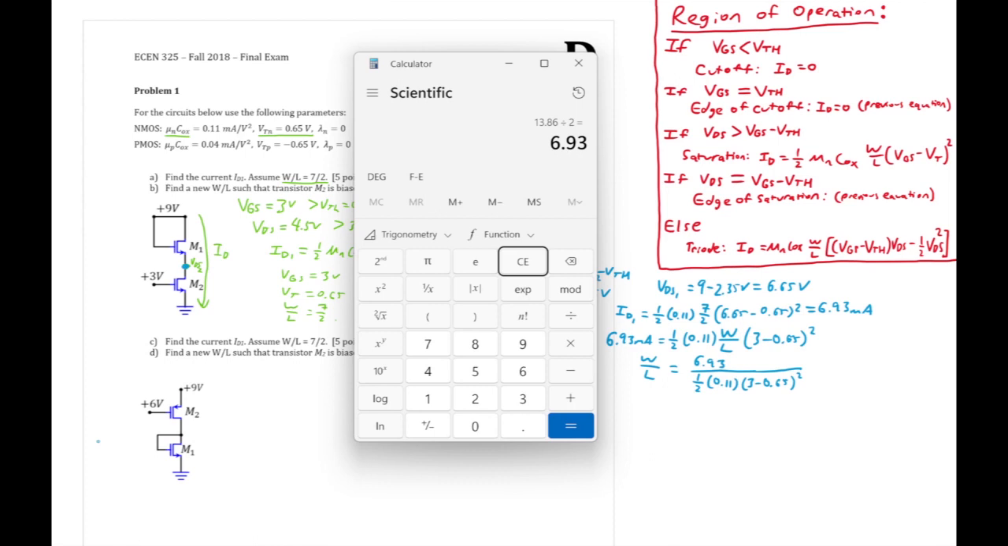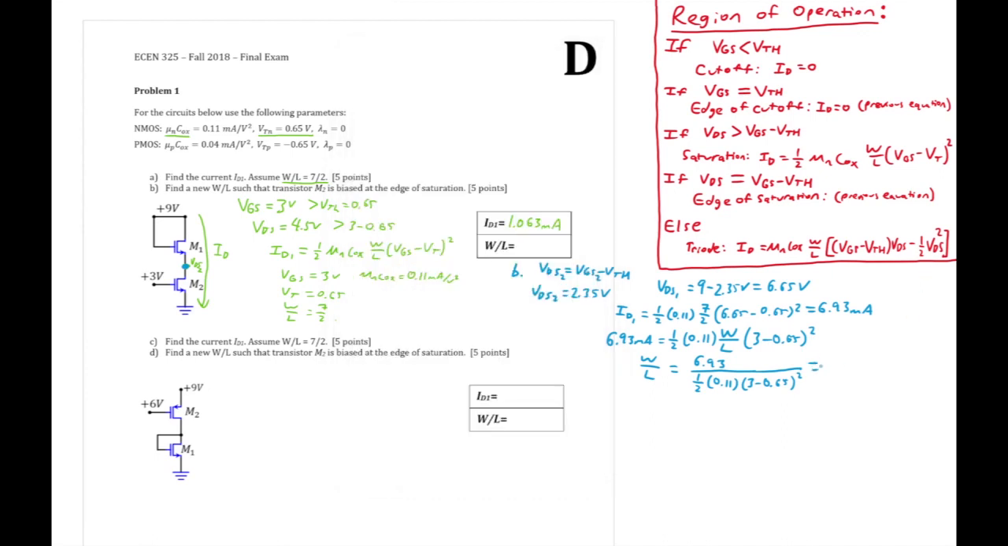Okay, let's find out what this value is. So (3 minus 0.65) squared times 0.11 divided by 2. So let me copy that, and we'll take 6.93 divided by our previous answer, and we get 22.8157. So our W over L is equal to 22.8157.